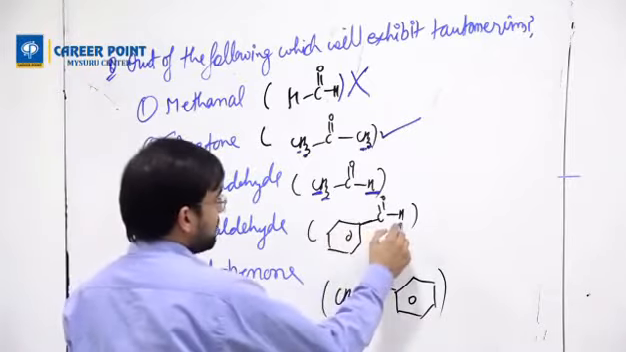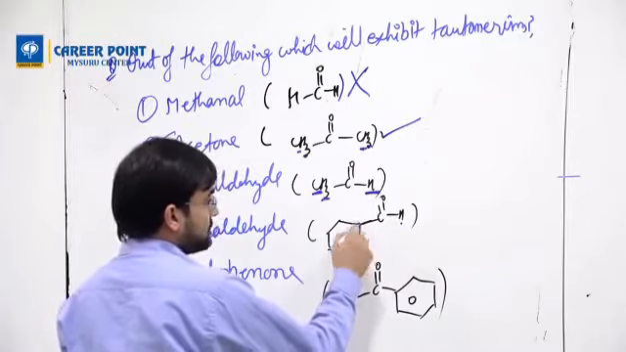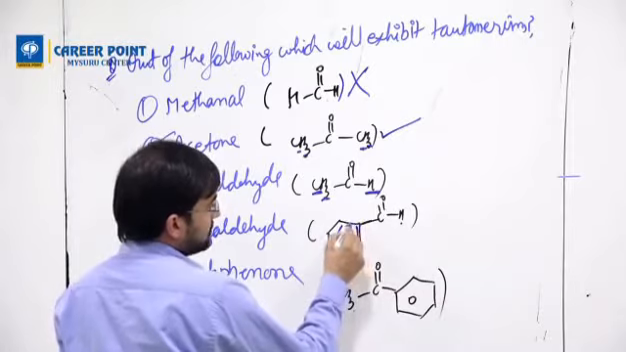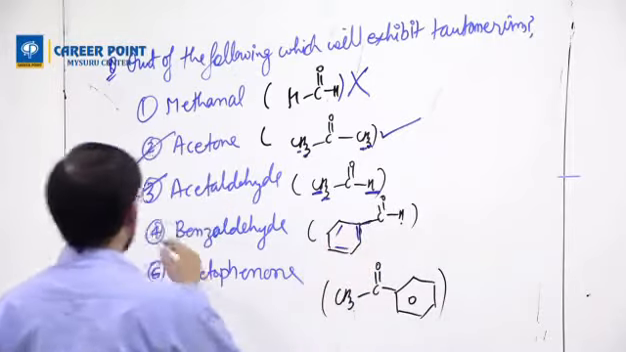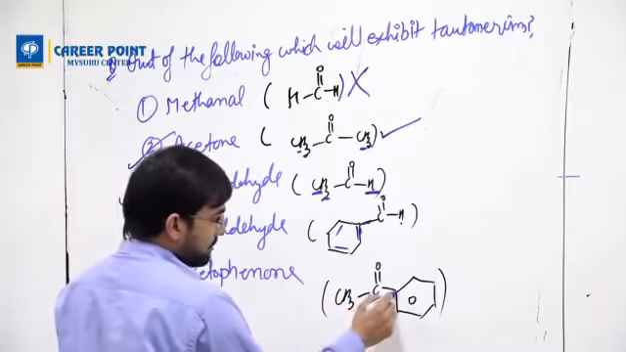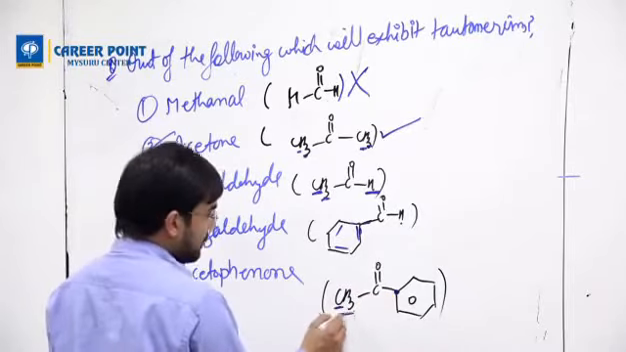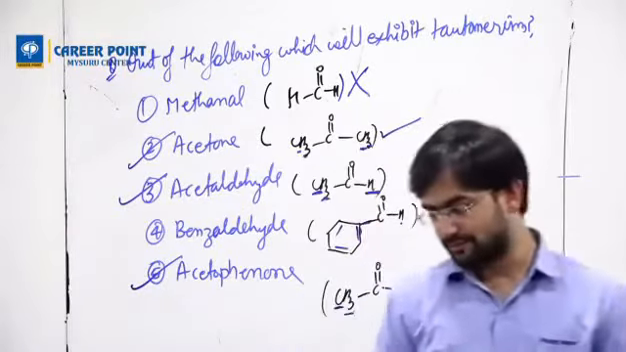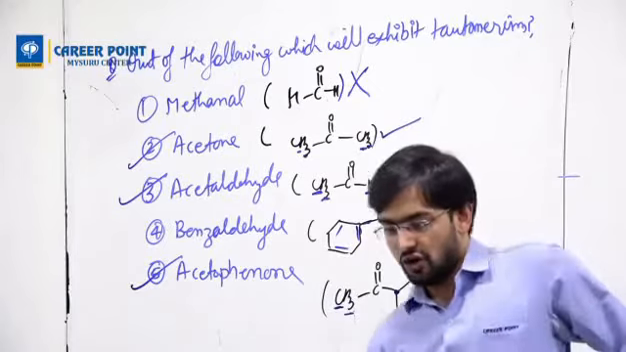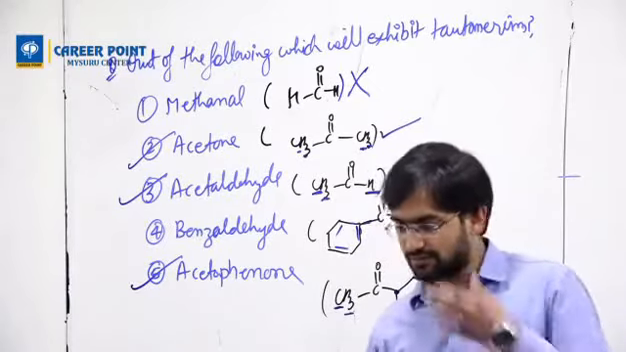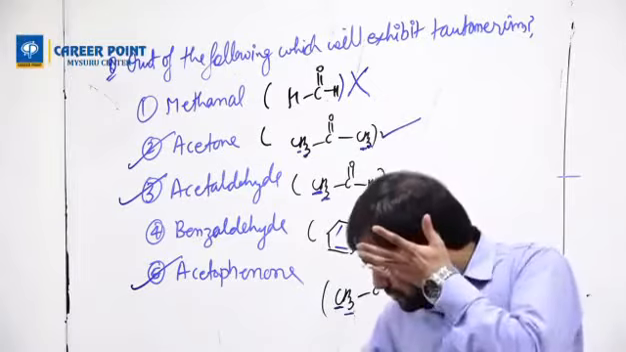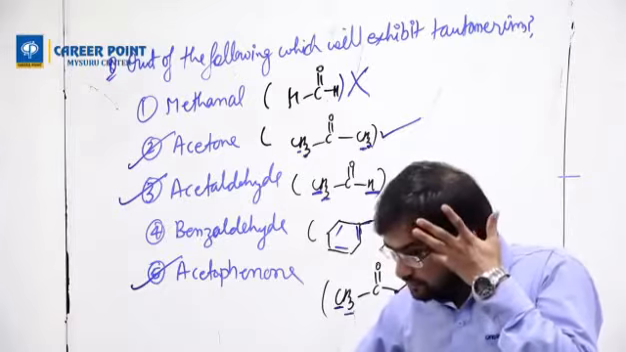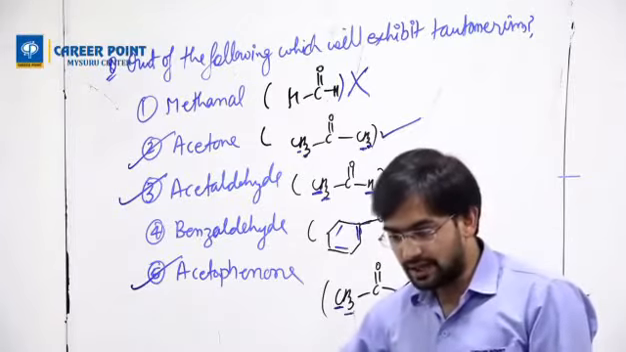Benzaldehyde, alpha carbon is not there. Here the alpha carbon is there, but alpha hydrogen is not there because this carbon has already satisfied its valency: one line, two line, three line, four line. So this will not give it. So the correct options are 2, 3 and 5. No one has given the correct answer for this question. Understand?